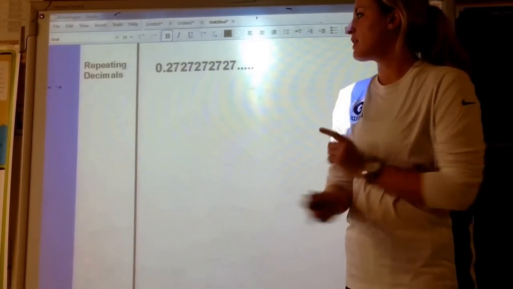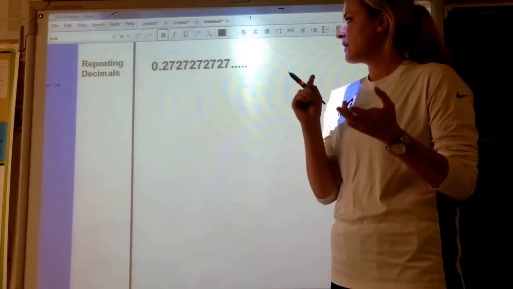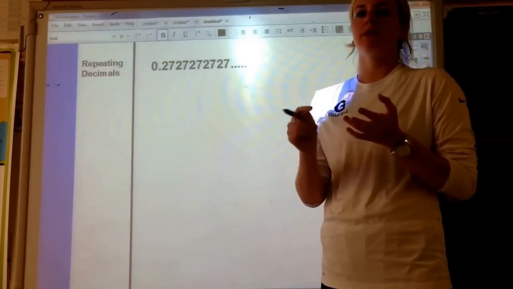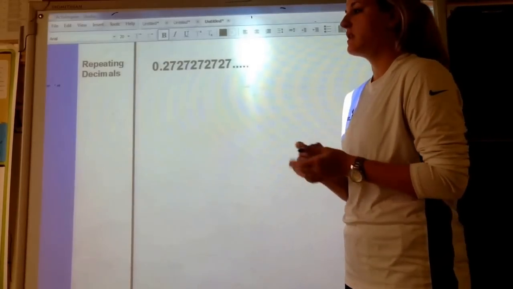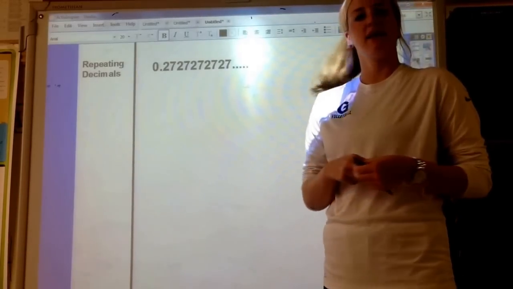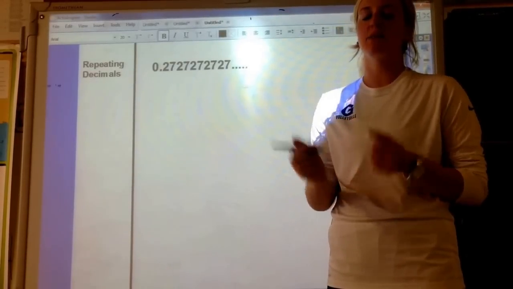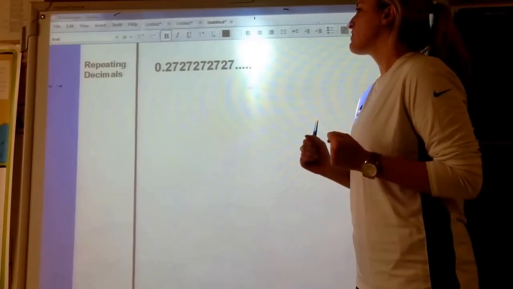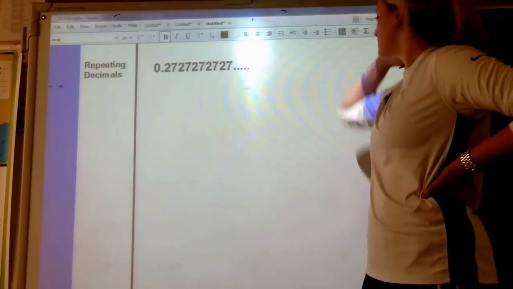We're going to cover repeating decimals today, comparing rational and irrational numbers, and adding, subtracting, and scientific notation, just to make sure that we are nice and crisp for our benchmark, which is next week. So excited, I know you guys are going to crush it. So let's go ahead and dive right in.